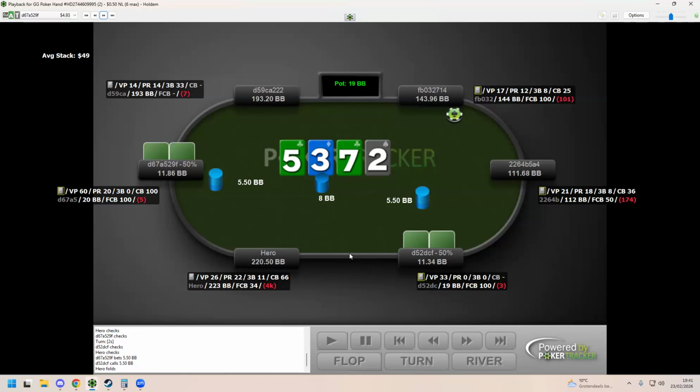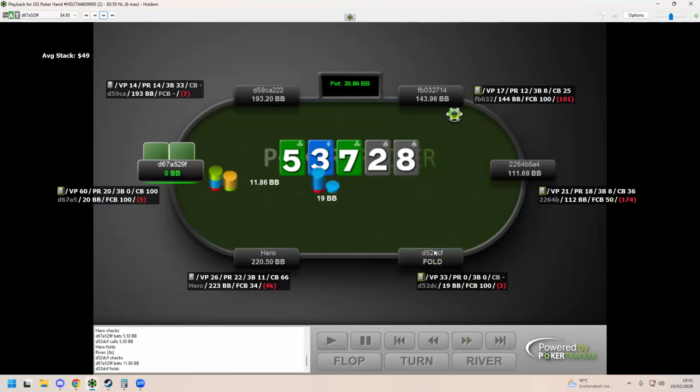Watch in position, show deuces. Let's see what they have. And then this guy goes all in, and then this guy just folds. So one of the flush draw, one of deuces.